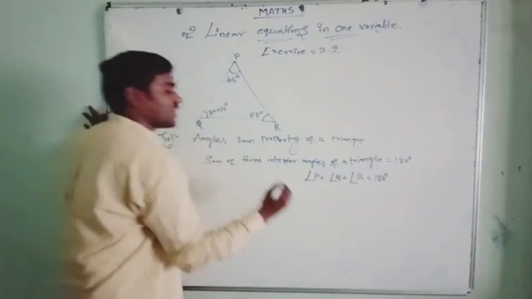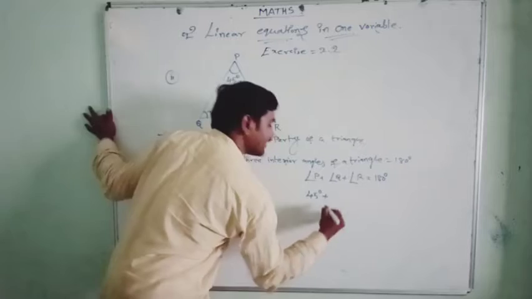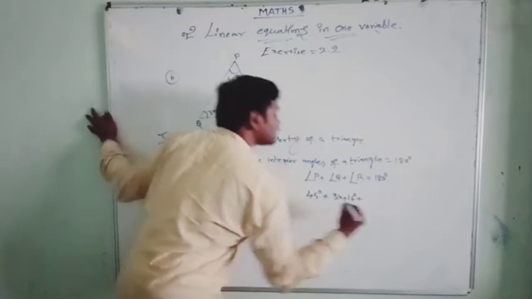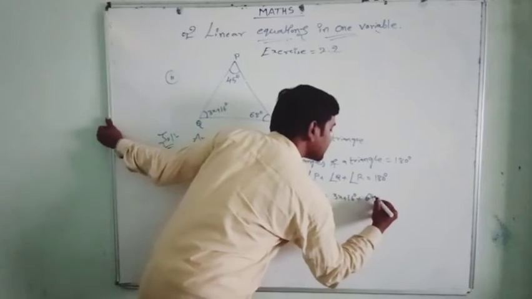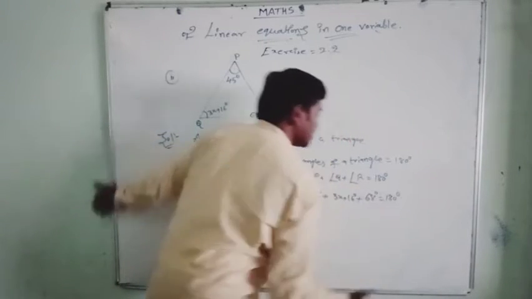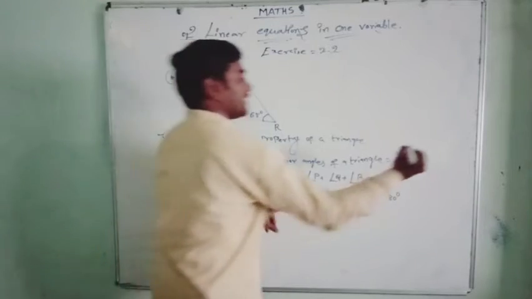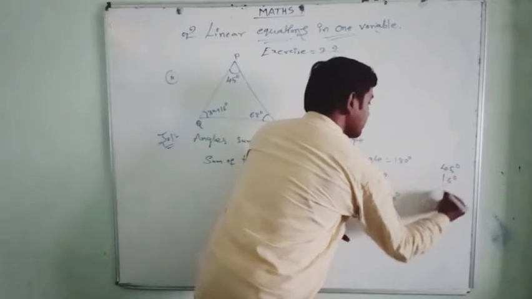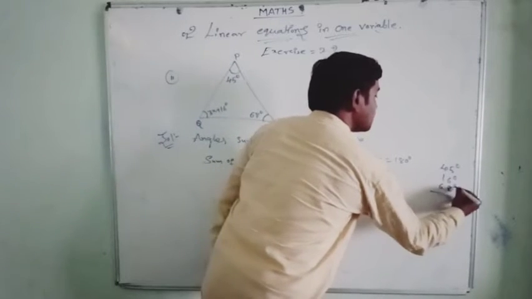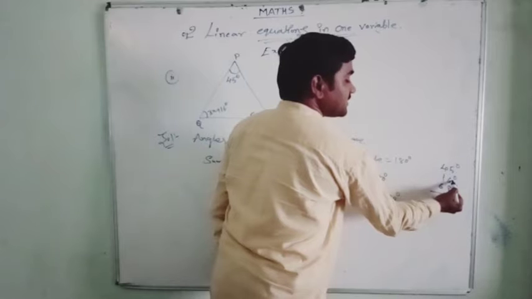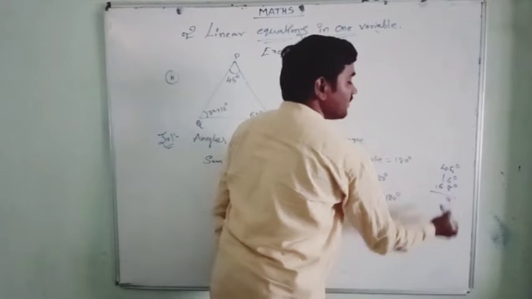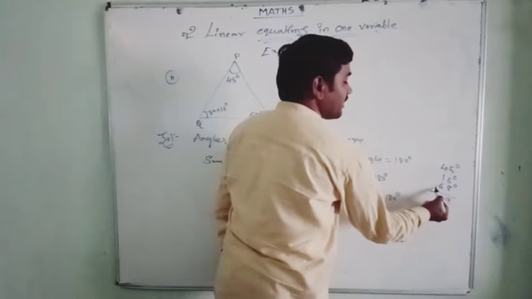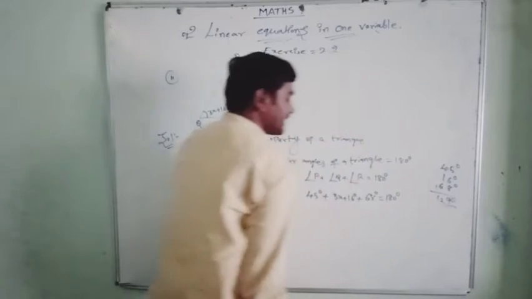What is angle P here? 45 degrees. Let us substitute 45 degrees. Angle Q equals 3x plus 16 degrees, plus angle R, which is 68 degrees, equals 180 degrees. Now we need to add here: 45 degrees plus 16 degrees plus 68 degrees. 5 plus 6 is 11, 11 plus 8 is 19, 1 carry. Here 4 plus 1 is 5, 5 plus 6 is 11, 11 plus 1 is 12. 129 degrees we have got.